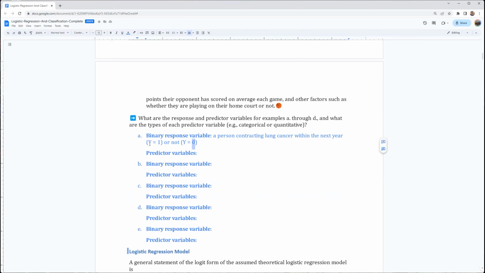So note that we call this a success, but clearly in some settings, what is considered to be a quote, success is not a good thing. A person contracting lung cancer, of course, is not a good thing, but it's just the terminology in statistics for logistic regression. We refer to this as the event of interest occurring. That is a success. Okay.